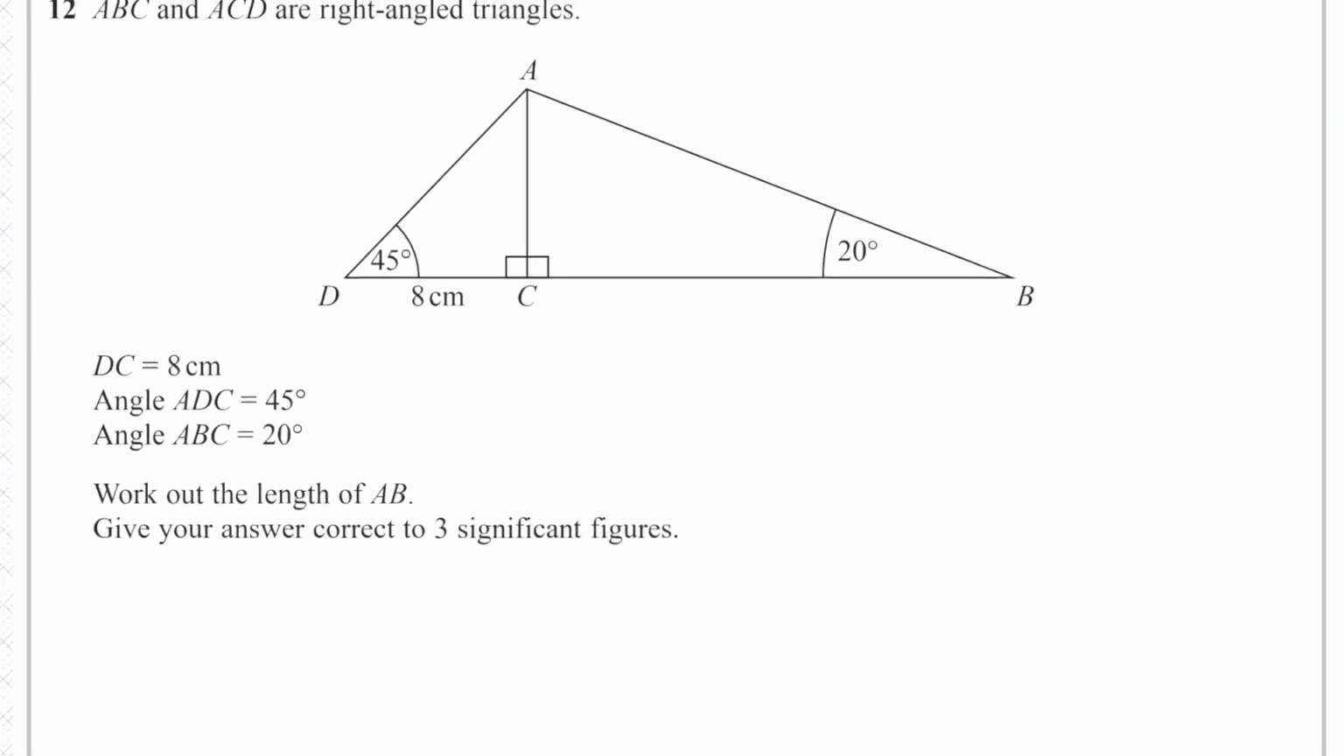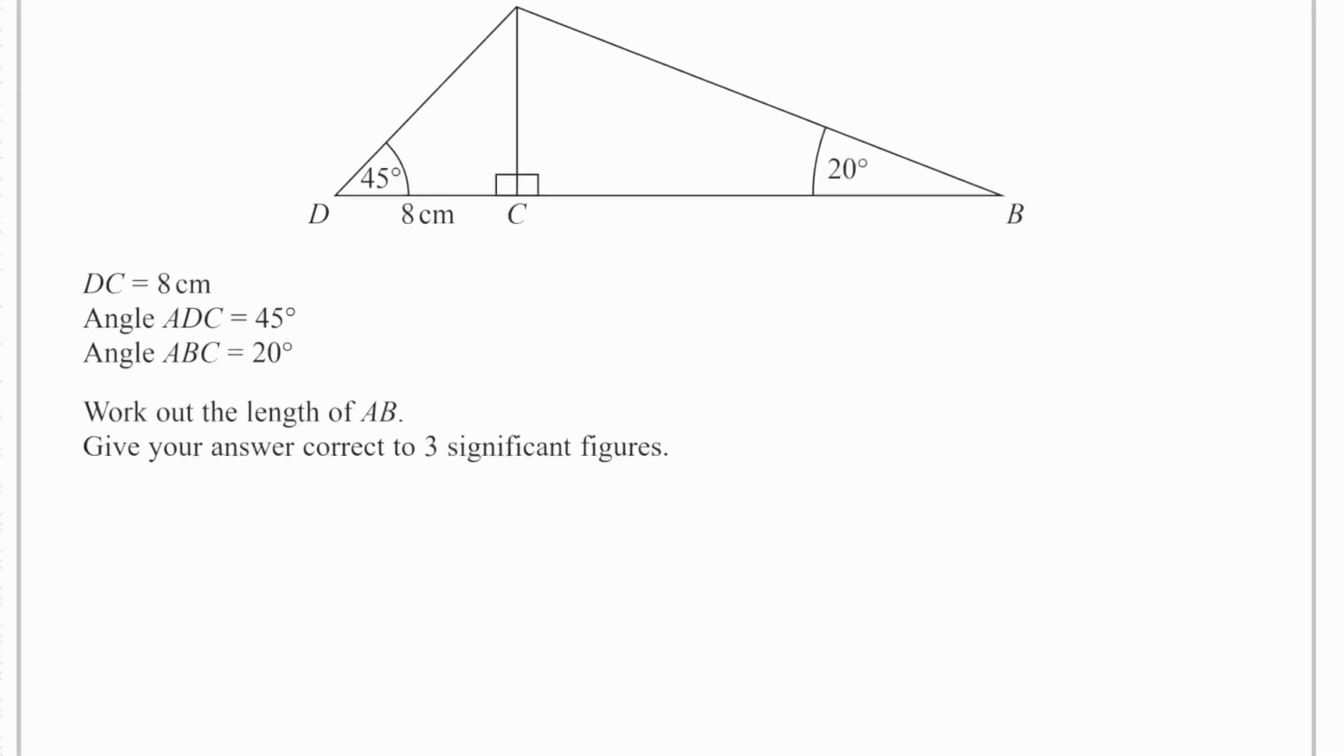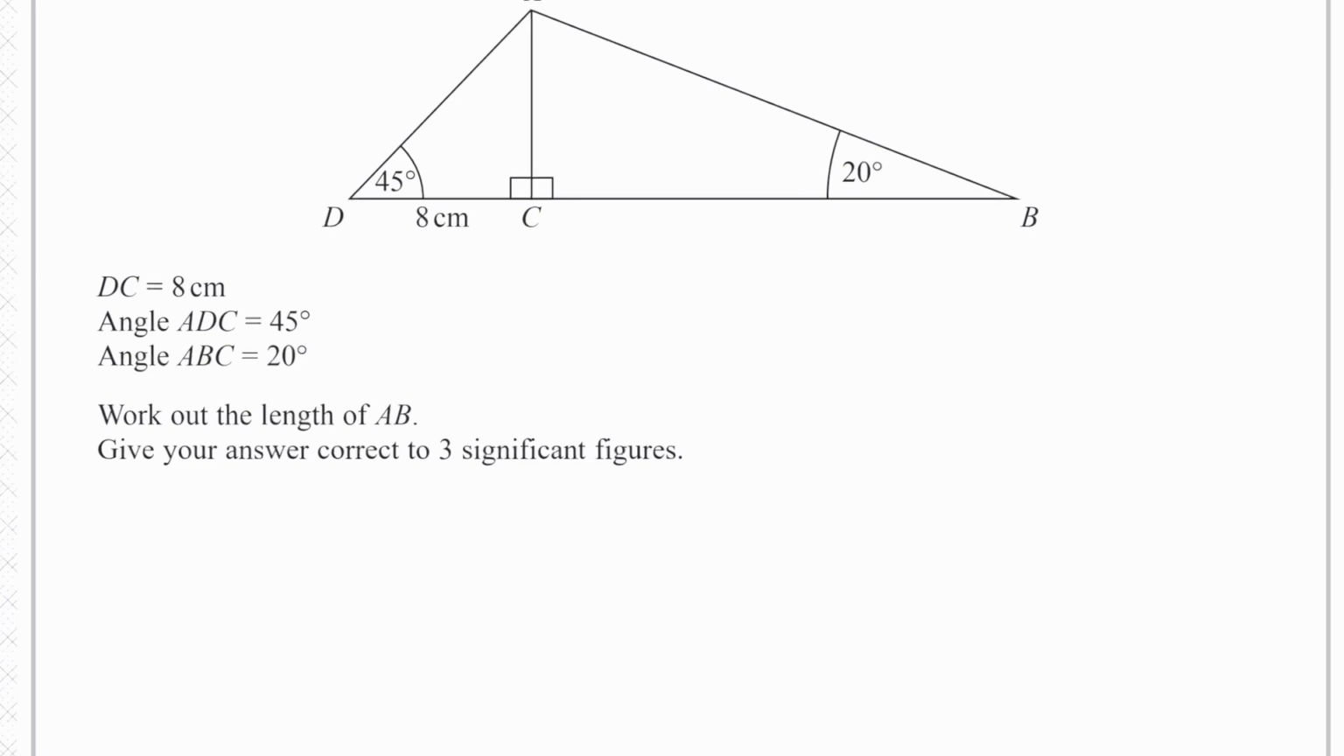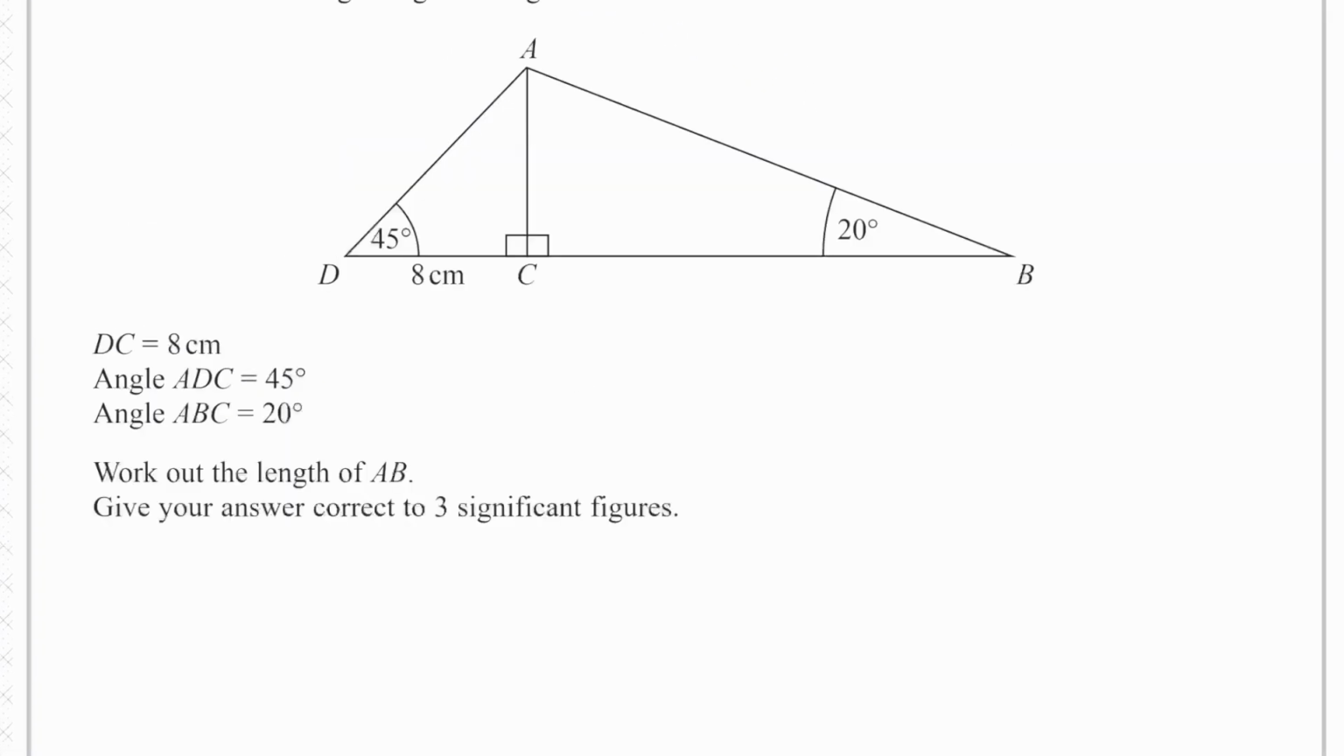Question 12. ABC and ACD are right angled triangles and DC equals 8 centimeters. ADC is 45 degrees. ABC equals 20 degrees. Work out the length of AB. Okay, so the length AB is over here. And we can mark it on that this is AB. So this is what we're trying to find.